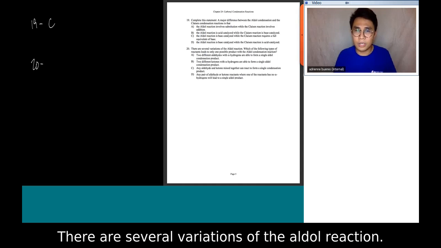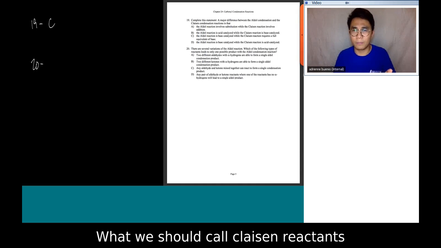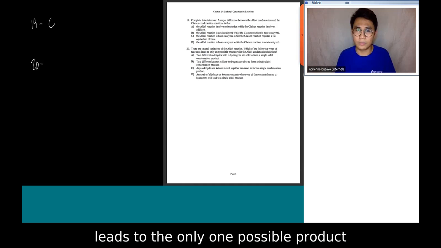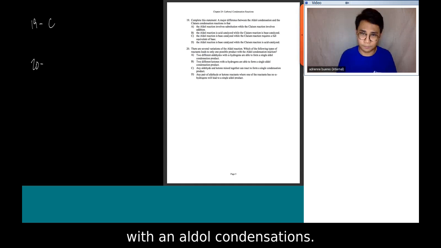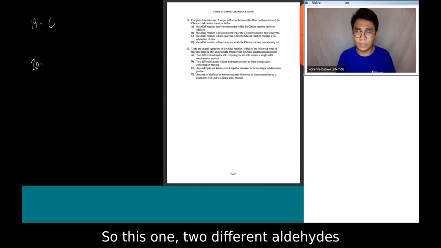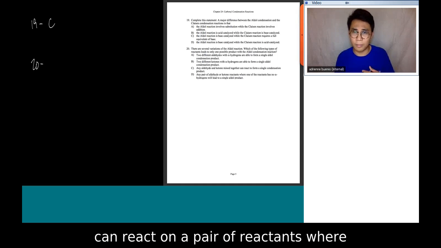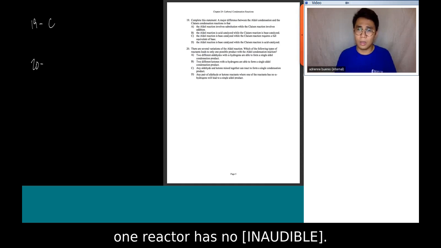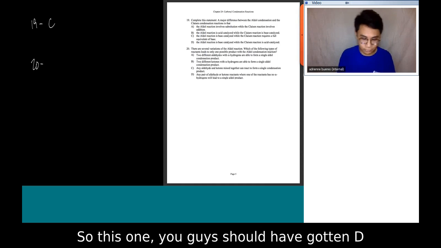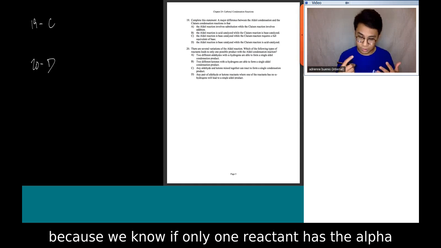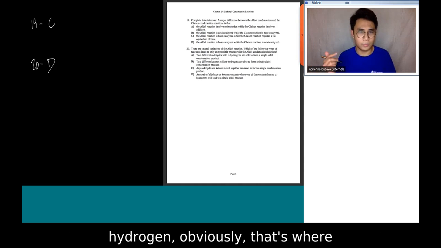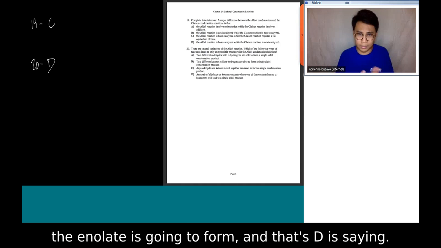20. There are several variations of the aldol reaction. Which of the following types of reactants leads to only one possible product with aldol condensation? So this one: two different aldehydes with alpha hydrogens, two different ketones, any aldehyde or ketone, or a pair of reactants where only one reactant has an alpha hydrogen. Okay, so this one you guys should have gotten D, because we know if only one reactant has the alpha hydrogen, obviously that's where the enolate is going to form, right? And that's what D is saying.